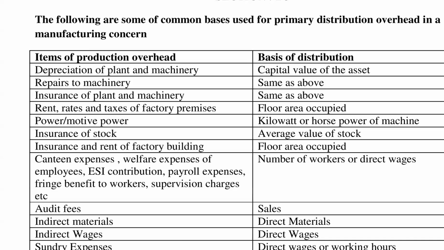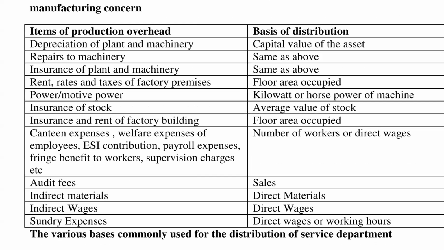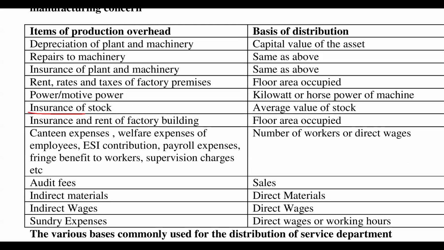What if you are allocating insurance of stock? All these on the left side are overheads. What's the basis of apportionment? That's the conversation we are having. Let's say you are allocating insurance of stock. How can you apportion this overhead? You are insuring the inventory. So if you are given the average value of the inventory, it's better you use the average value of the inventory as the basis of apportionment.